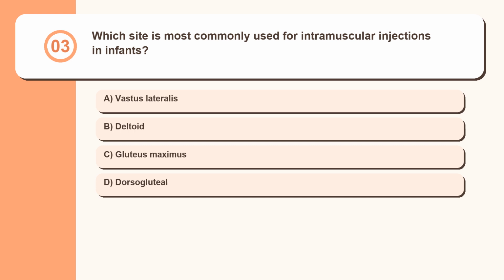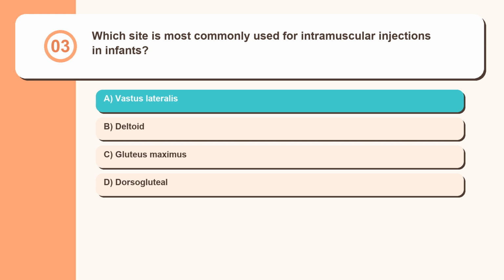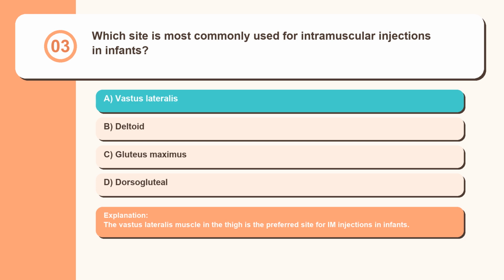Question 3. Which site is most commonly used for intramuscular injections in infants? Vastus lateralis, deltoid, gluteus maximus, dorsogluteal. The vastus lateralis muscle in the thigh is the preferred site for IM injections in infants.